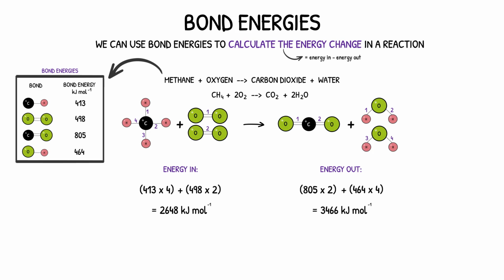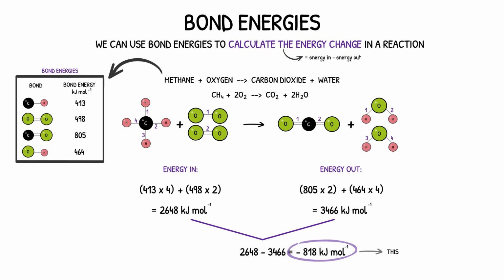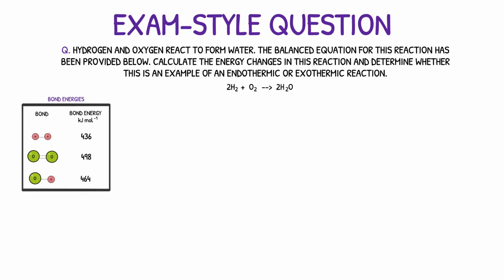Our final step is to subtract the energy given out by the reaction from the energy taken in. 2,648 minus 3,466 is equal to minus 818 kilojoules per mole. The energy change in this reaction is negative, meaning that the reaction has lost energy to the surroundings. This is therefore an exothermic reaction. Had the value at the end of this calculation been positive, that would have meant the reaction was endothermic, as it had gained energy.